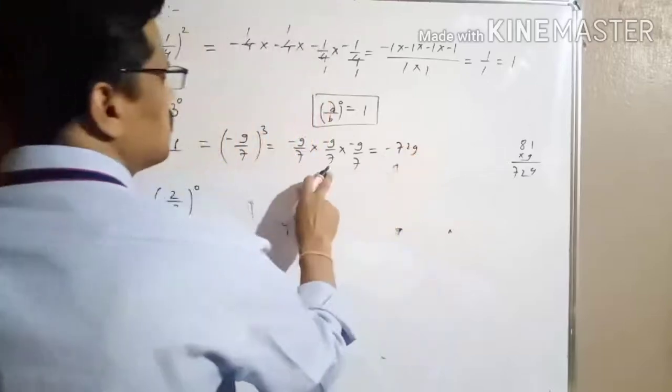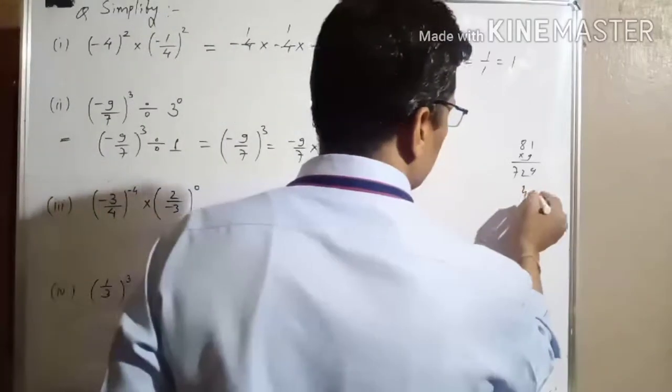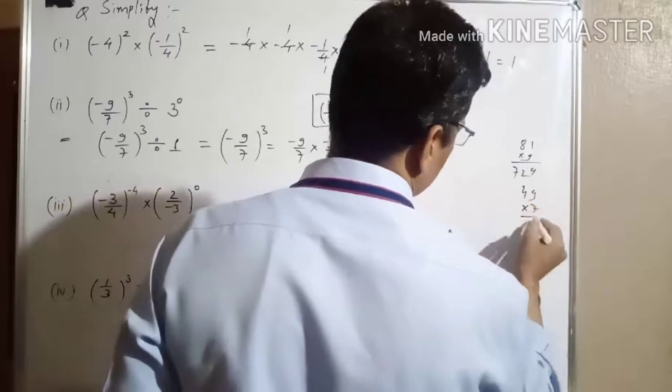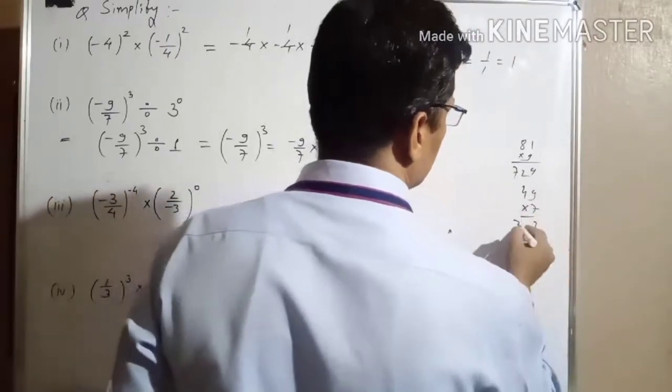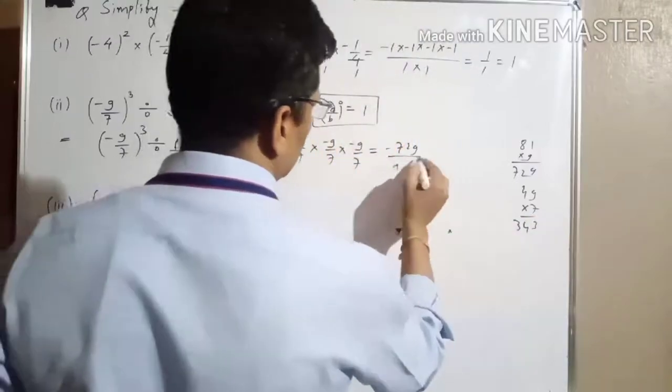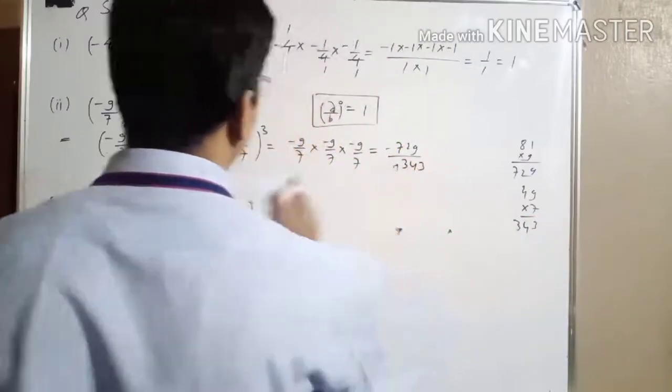7 sevens are 49. 49 multiplied by 7: you get 343. We can write here 343. This is your required answer.